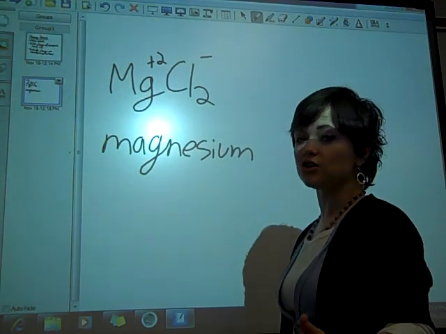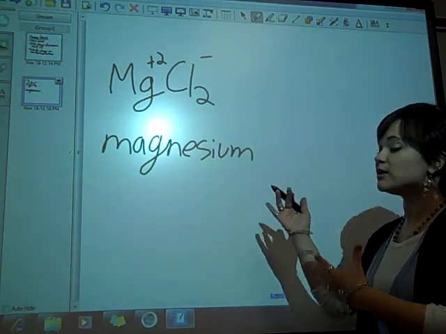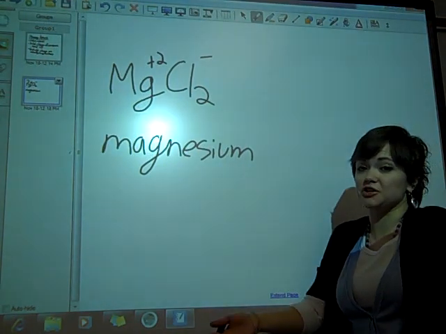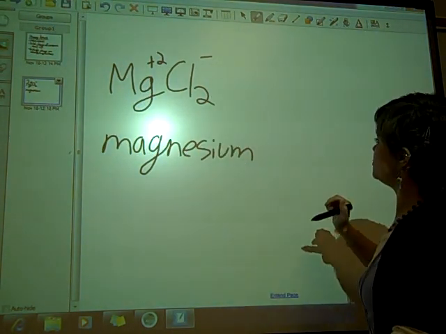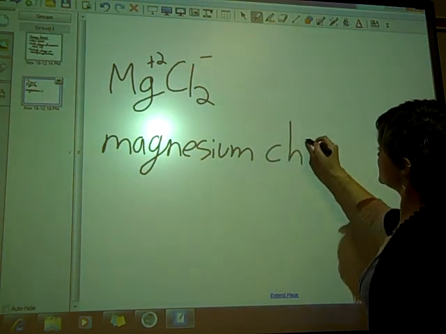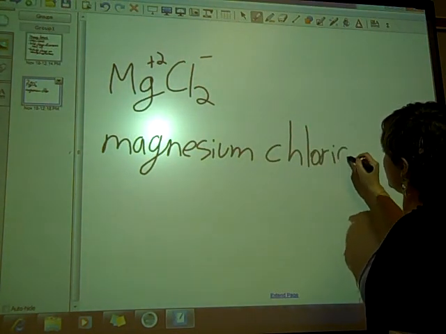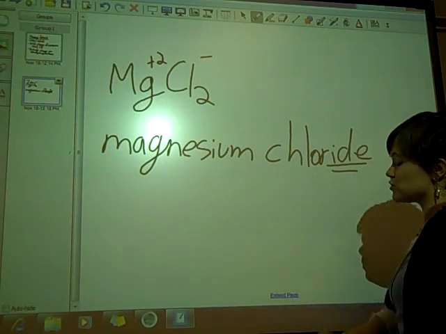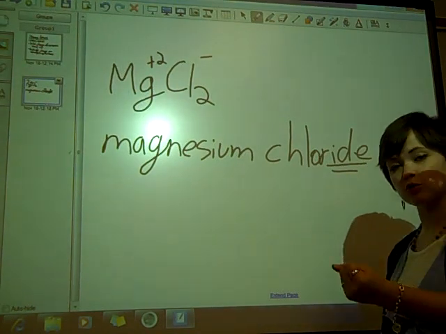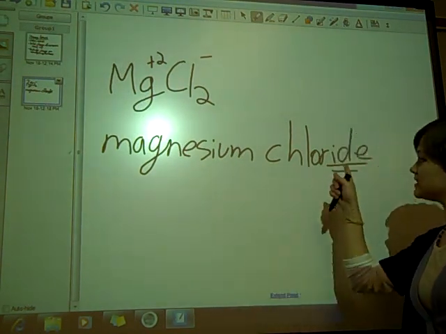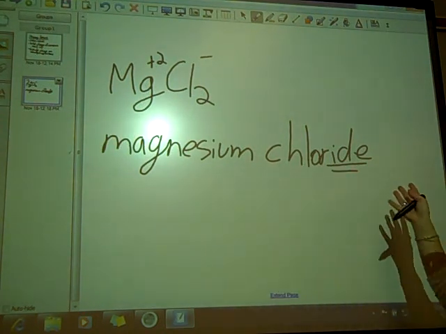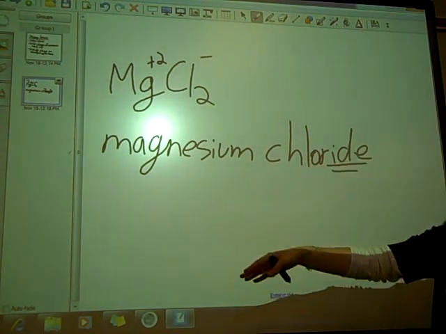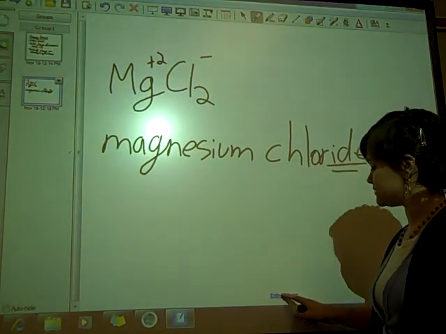There's only one charge that magnesium can take, so I don't need to indicate its charge, because the one charge is all I have. So then on to the anion. In this case, it is chloride. We took the root name of the element chlorine, that's chlor, and we tacked on -ide. So the full name for MgCl2 is simply magnesium chloride.